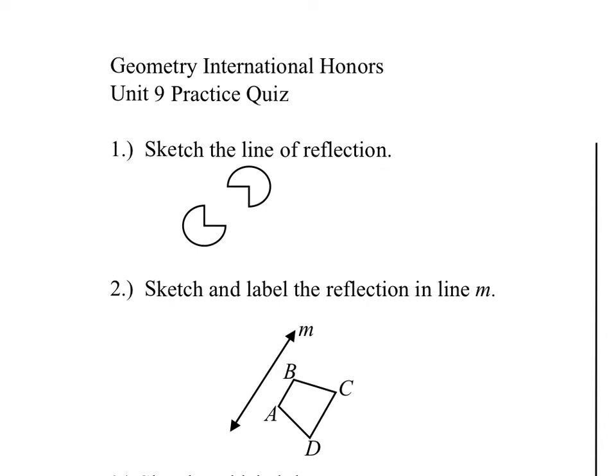So if you're going to have a reflection, there has to be a line of reflection. And so I'm going to sketch a line of reflection, and then we'll check that line of reflection. Here's how we know if I've drawn it correctly.